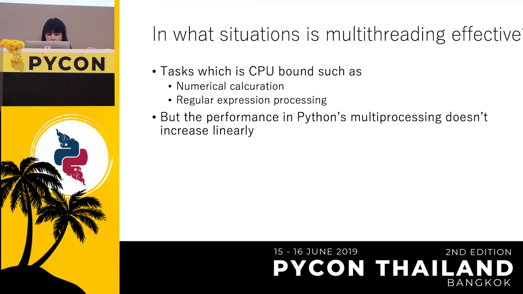So because of such a feature, multiprocessing is effective for tasks which are CPU bound, such as numerical calculation, matrix manipulations, regular expression processing. They all use CPU. But it's known as Amdahl's law: the performance in Python's multiprocessing doesn't increase linearly.